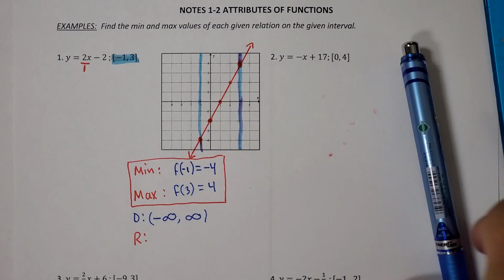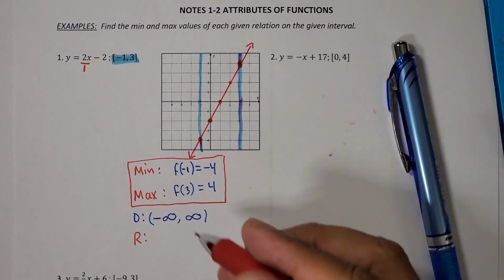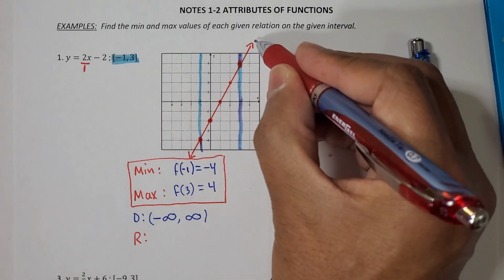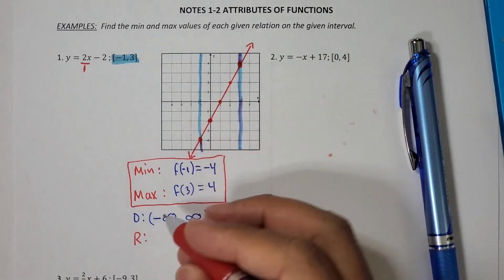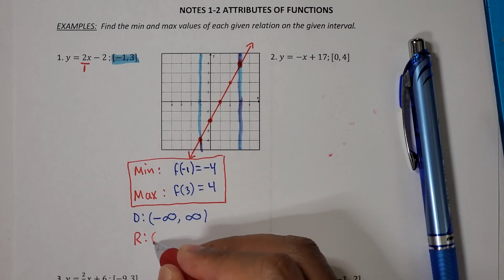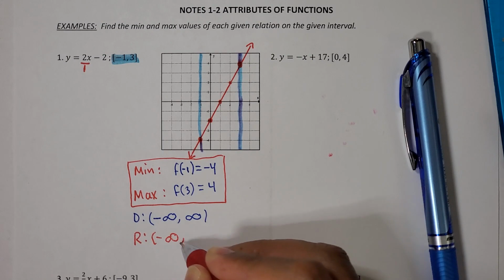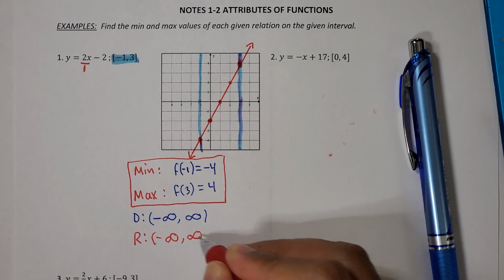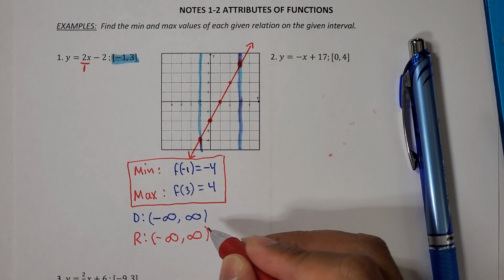So it goes to positive infinity. That's the domain. What about the range? The range, same thing. This is going to continue going down and it's going to continue going up. So at the bottom, it goes down to negative infinity, and up, it's not going to stop going up, so this will be positive infinity. So there you have domain and range.